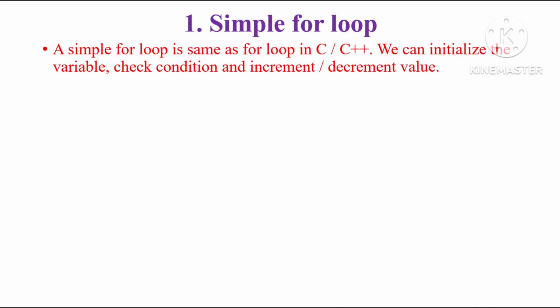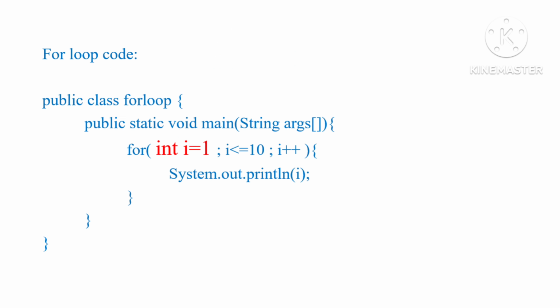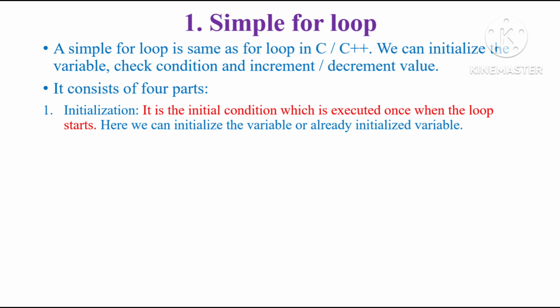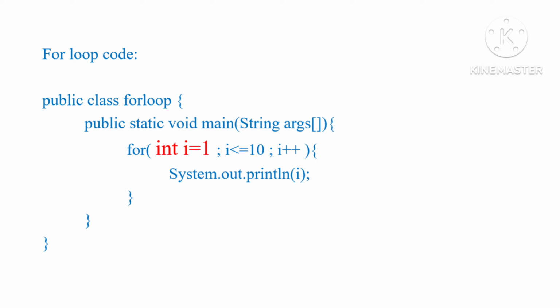Simple for loop is the same as for loop in C and C++. We can initialize the variable, check condition, and increment or decrement value. It consists of four parts. First is initialization. It is the initial condition which is executed once when the loop starts. In the above example, we initialize int i equals 1, meaning when the loop starts execution of the first iteration, it will consider the value of i as 1 and print the value.